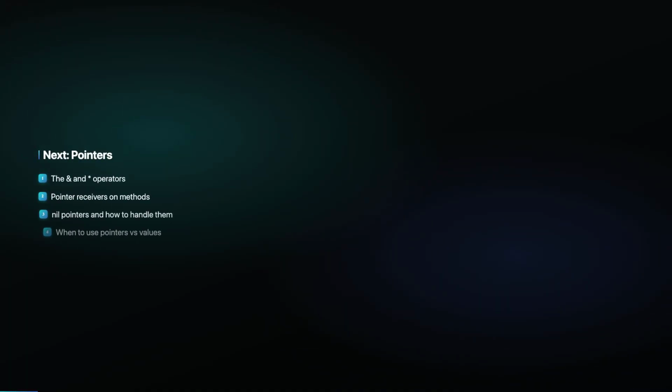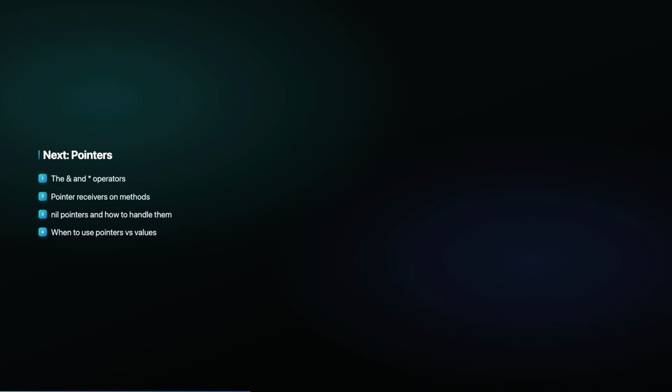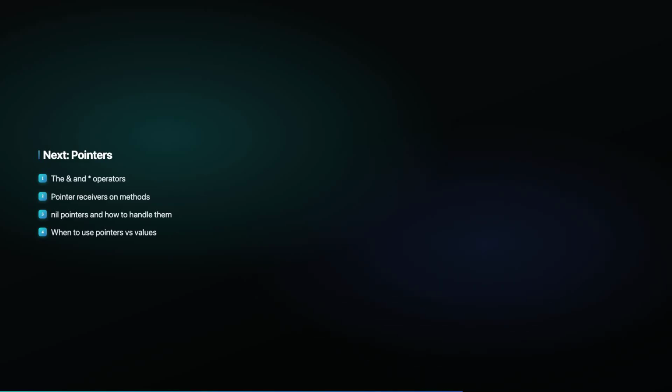In the next video, you will learn about pointers in Go. Pointers let you share and modify data efficiently. You will learn the ampersand and star operators, pointer receivers, nil pointers, and when to use pointers versus values. Go pointers are simpler than C pointers because there is no pointer arithmetic.